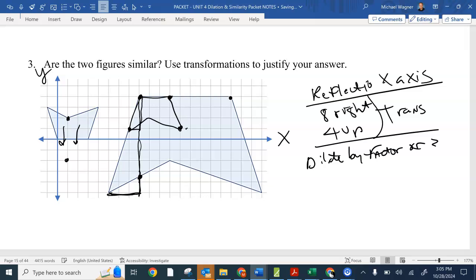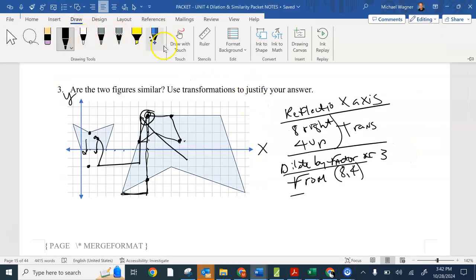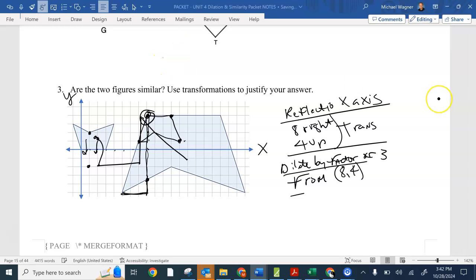of 3. Okay, let me see if I can get my pen to work here. Draw touch. There we go. Okay, anyway, from here to here, from the small one, it goes over 1, 2, 3. So if we did that, we'd have to start from this point, which is 8, 4. And we go 1, 2, 3, 4, 5, 6, 7, 8, 9. So that would work out. It would expand out to there.